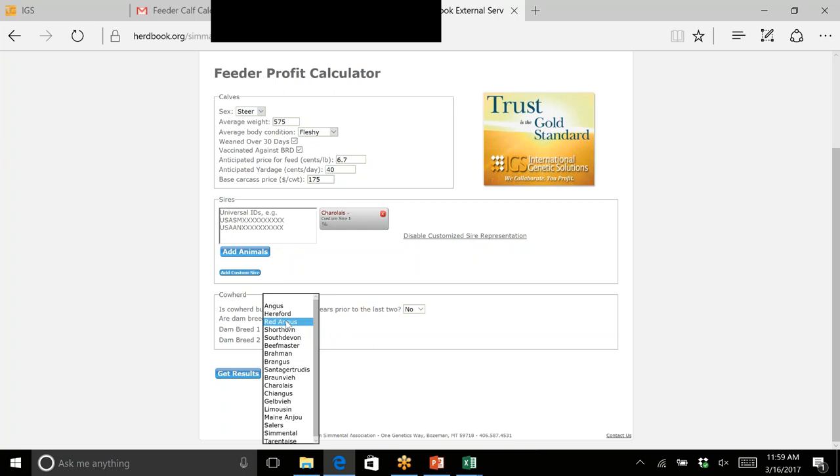And so if I understand correctly, it sounds like the bulk of these bulls will be going on, at least with high likelihood, on high Angus cows.